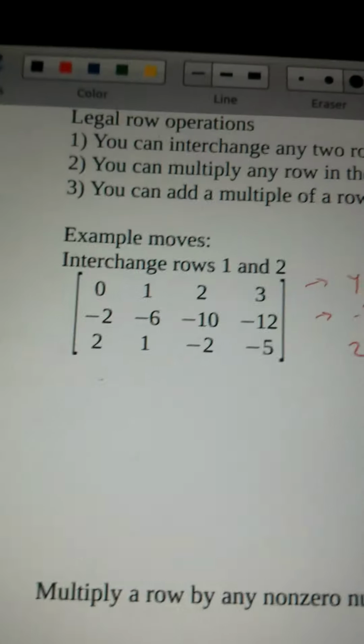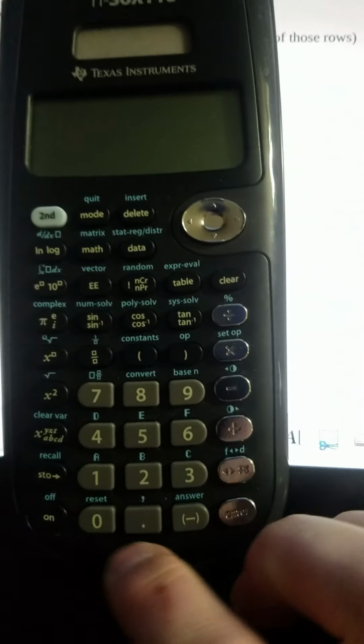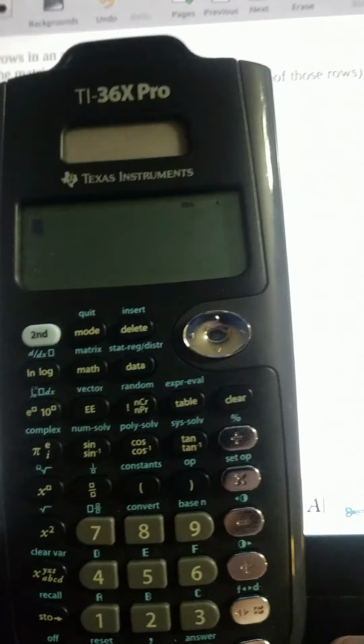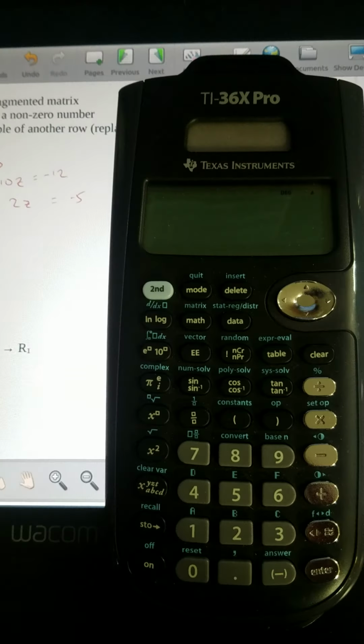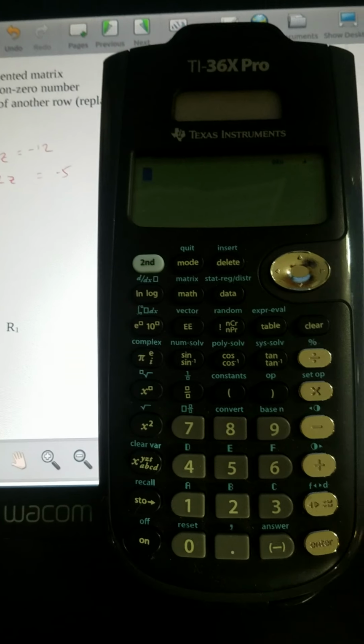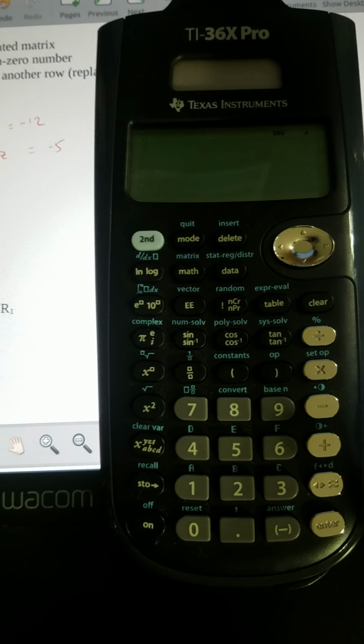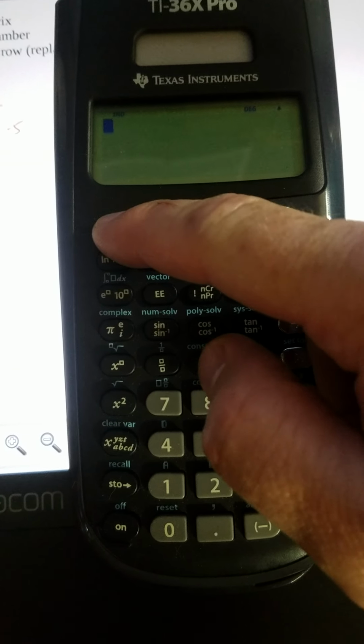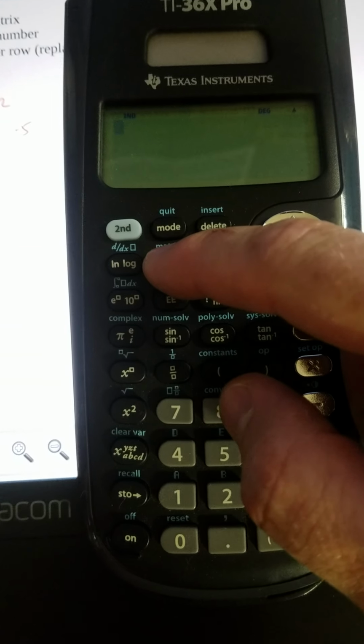So, if we want to solve this particular system of equations on this calculator, I'll go ahead and turn it on. We're going to use something called a sys solver on this calculator. I know it does have a matrix menu, and you can do stuff in here with that. So let me just show you that really quick.